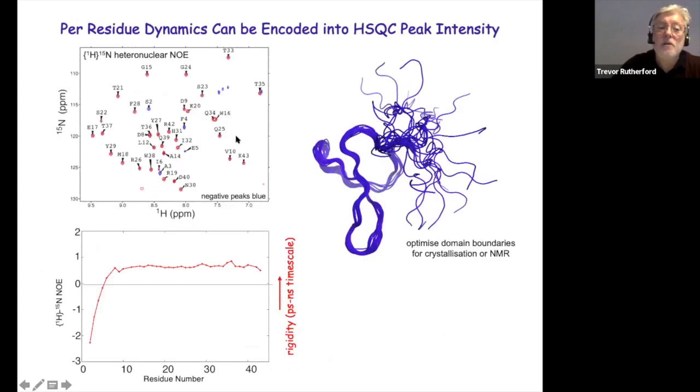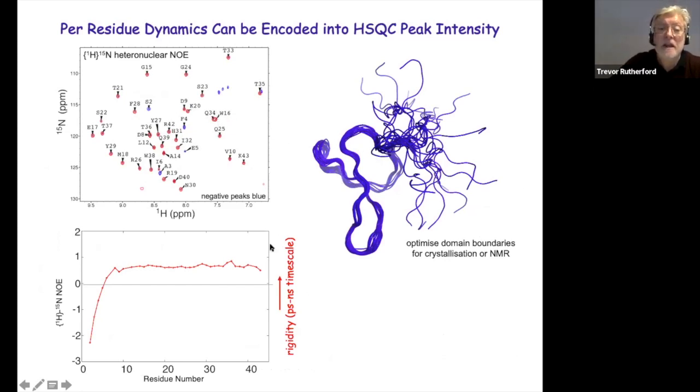Okay, you can encode dynamic behavior into the intensity of an HSQC. We could even do HD exchange. So we dissolve this protein in deuterium oxide as a solvent. And these signals will start to exchange away their NH signals, so that exchange with solvent. And we can plot the signal intensity as a function of time and get the exchange rate.